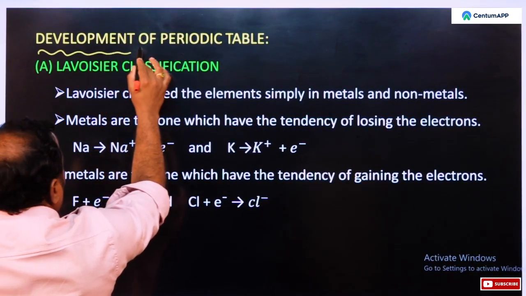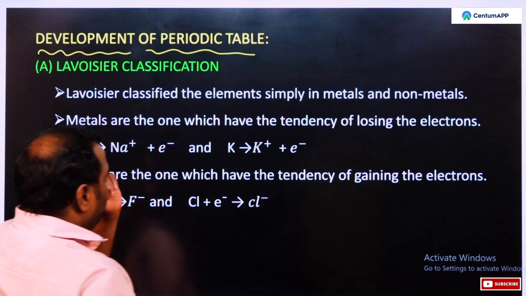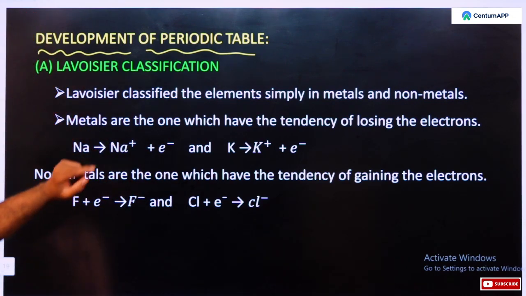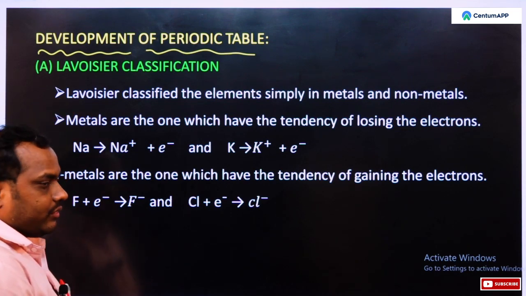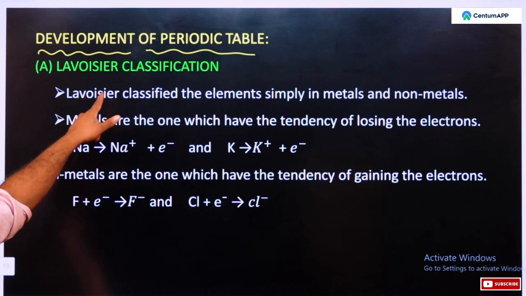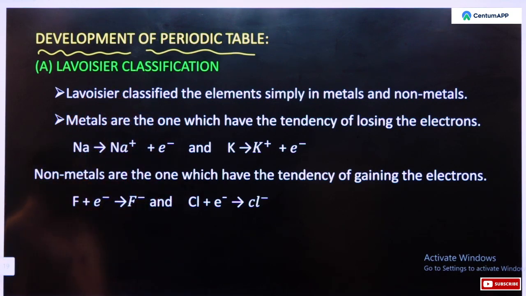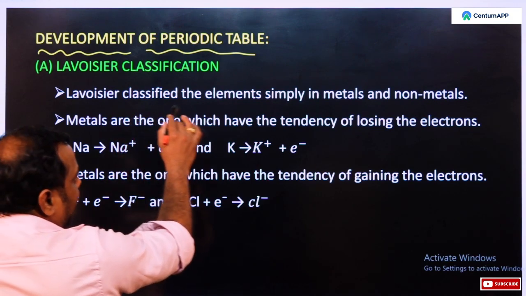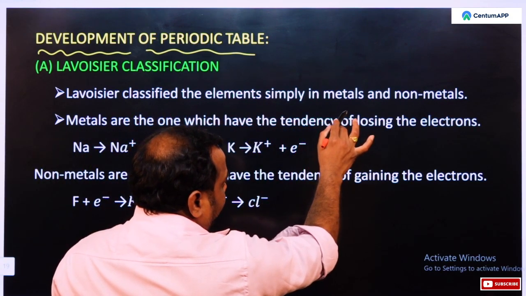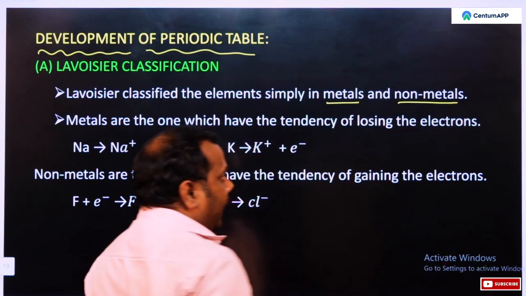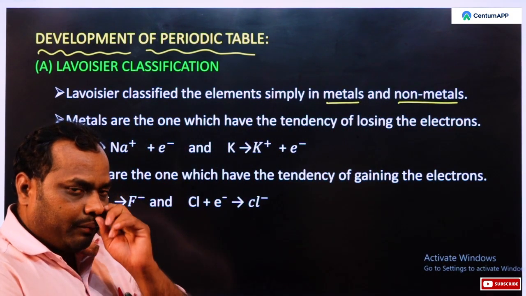Development of the periodic table. First classification: Lavoisier classification. Lavoisier is the scientist's name. What is the Lavoisier classification? Lavoisier classified elements simply into metals and non-metals.